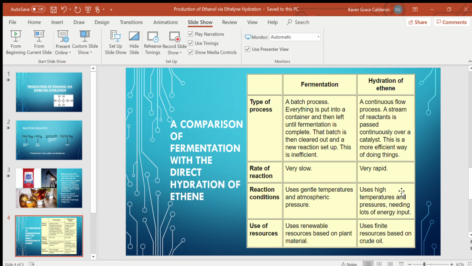This hydration of ethene is going to involve high temperatures and high pressures, meaning it's going to need a lot of energy input. Compared to fermentation, it uses gentle temperatures and atmospheric pressures. So two completely different processes, both to create ethanol itself.